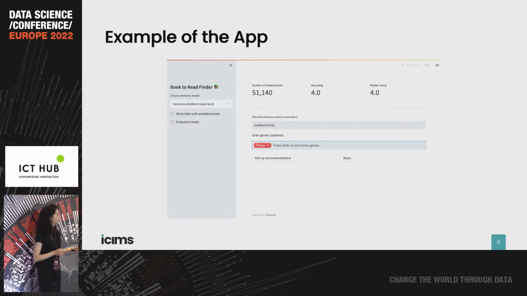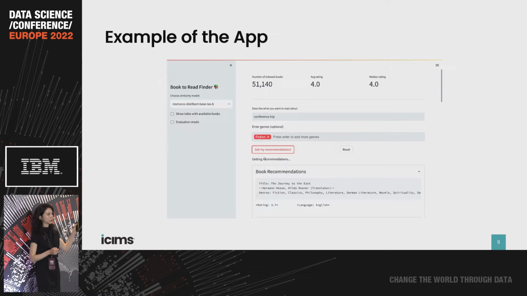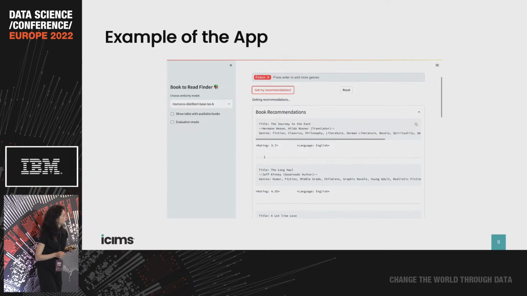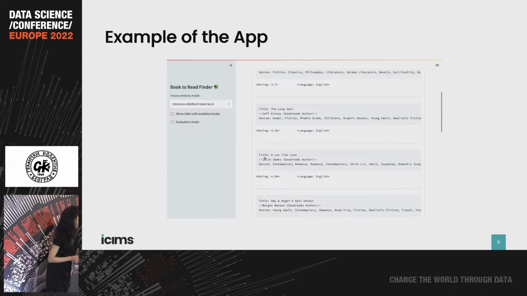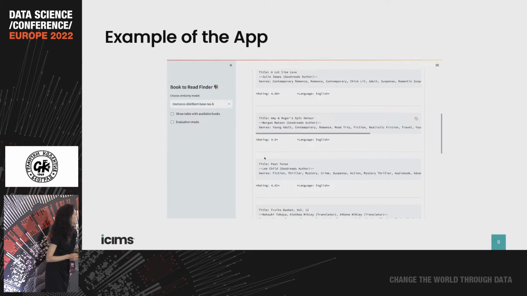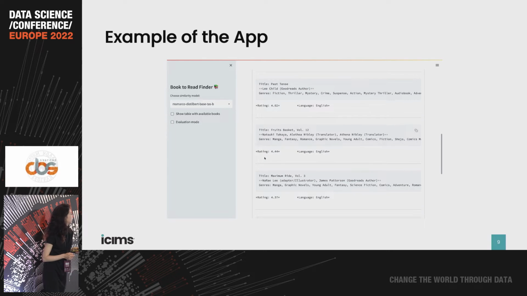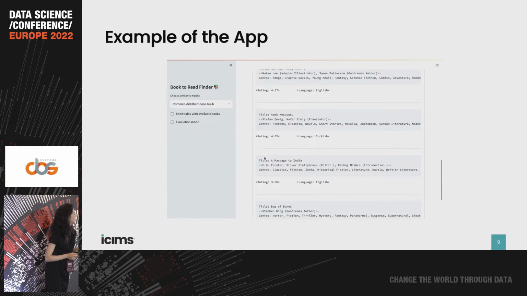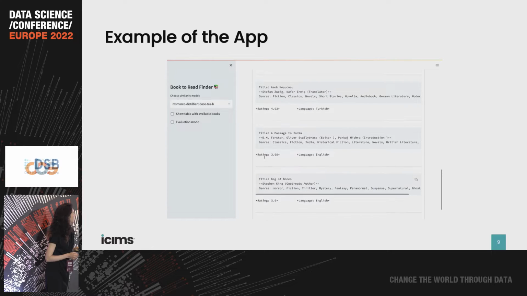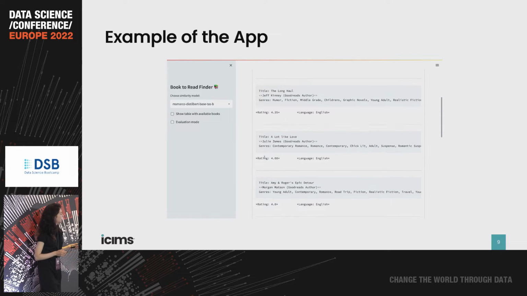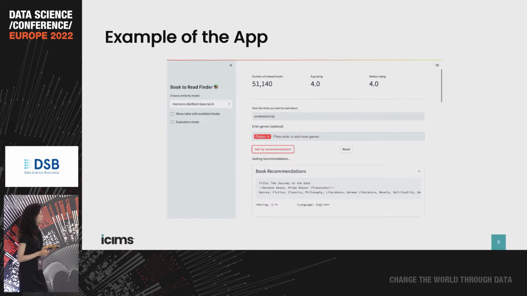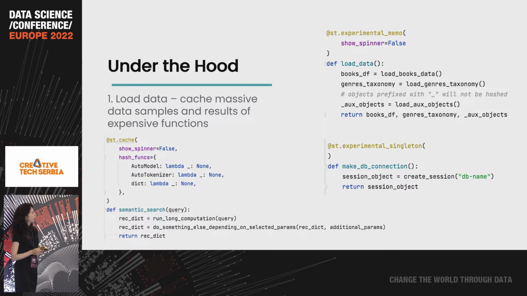And also we can enter genre for books, and you see it supports autocomplete for tags. And here we see The Journey to the East, The Long Haul. So it displayed for us some book recommendations. So that's some basic functionality, and then we can enter another tag, we can remove, and get other recommendations. And let's move to under the hood.